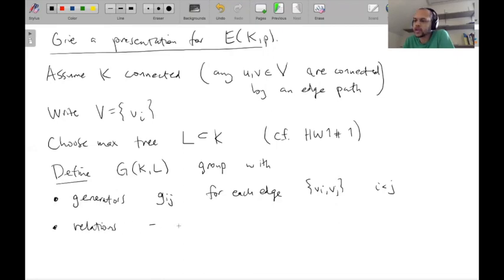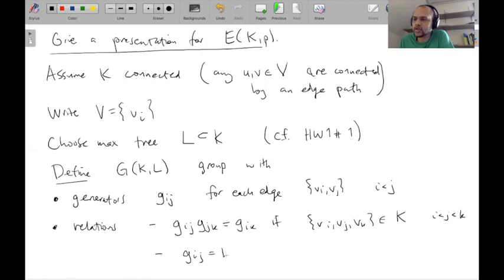So there's 2 types of relations. The first one is g_ij g_jk is equal to g_ik if V_i, V_j, and V_k is a simplex in K, where i is less than j, less than k. And then the second relation is that g_ij is trivial if the edge spanned by V_i and V_j is in L.